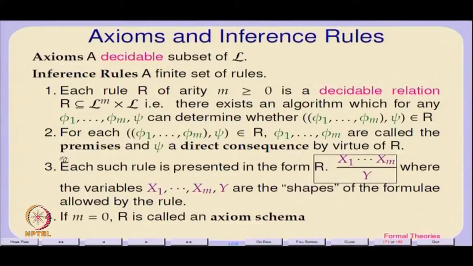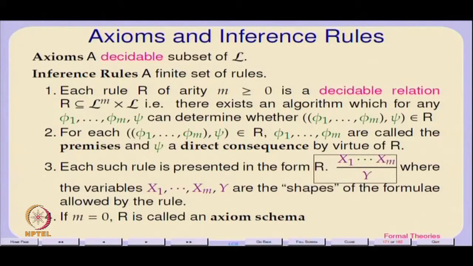Axioms. So, some subset of this language is going to be taken as the axioms of our theory. Again, this has to be a decidable subset, and what do I mean by a decidable subset? I mean that having chosen a collection L prime of L as the axioms, there should be an algorithm which can tell you for any given sentence in the language whether it is an axiom or not.